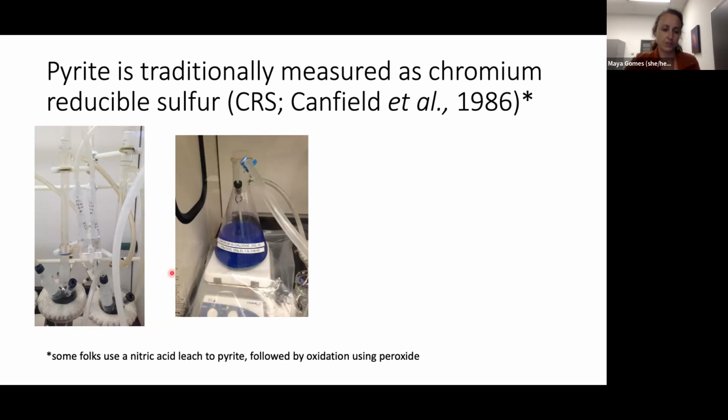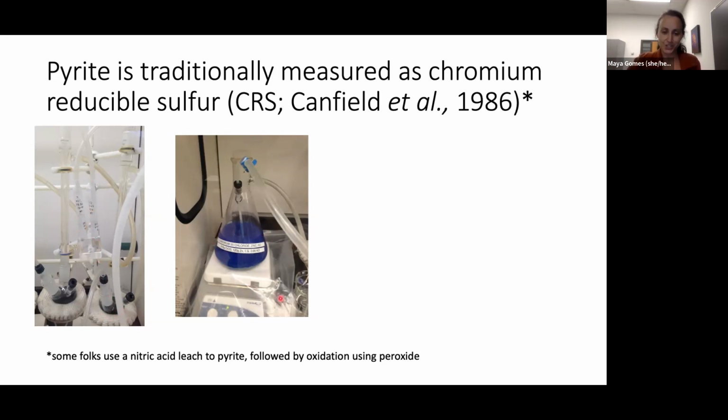What happens is you take your sample, put it in this vessel, get rid of all the oxygen by pumping it with nitrogen, and then you add in your chromium chloride solution, and that releases the sulfur from pyrite as hydrogen sulfide. It is transported via nitrogen carrier gas into a trap vessel where it's trapped as zinc sulfide, and then it's transformed to silver sulfide, which is what we measure on our mass specs.